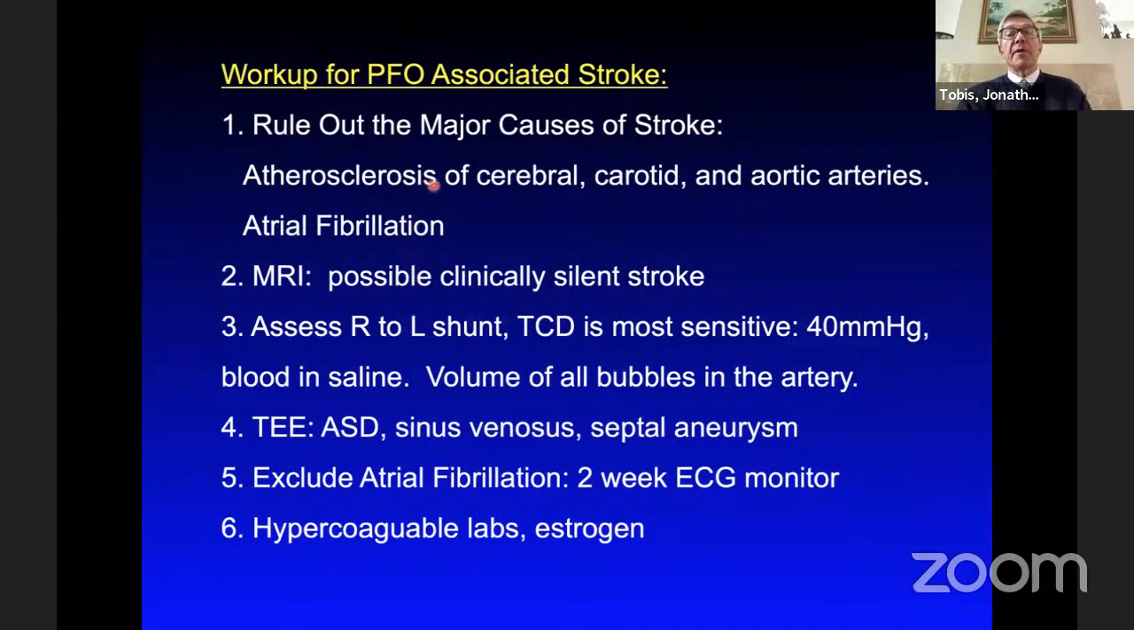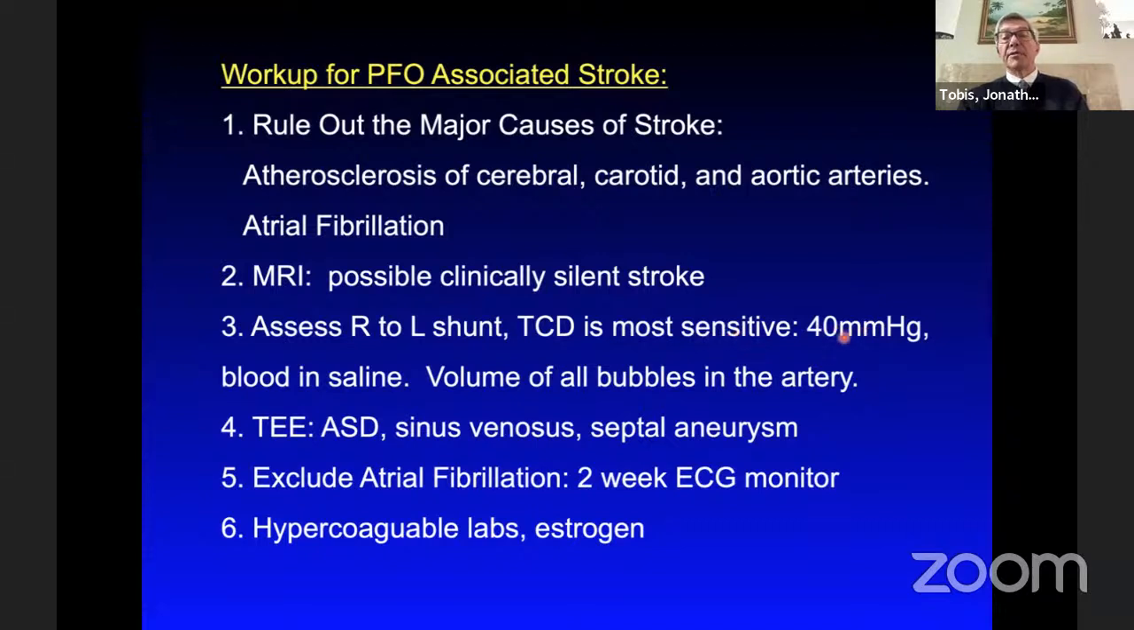The workup for a PFO, I assume most of you are familiar with this. You want to exclude atherosclerosis of the cerebral vessels, exclude atrial fibrillation. I often get an MRI, even if they haven't had a stroke, if there's some other reason they come in, such as migraines, because you can have clinically silent strokes. The best way to assess for a right to left shunt is a transcranial Doppler. It's the most sensitive method, and I'll show you a picture of that later.